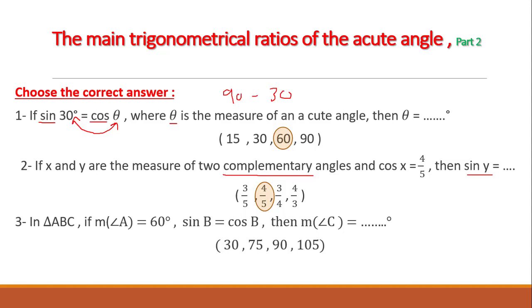In triangle ABC, if measure of angle A equals 60, sine B equals cosine B. Here we have the same angle and the sine and cosine are equal. It means angle B will be 45, because I want two equal ratios and at the same time complementary angles. So we have angle A 60, angle B 45. I want angle C. I'll use that the summation of angles in a triangle is 180. So 180 minus (60 plus 45). The result will be 75.